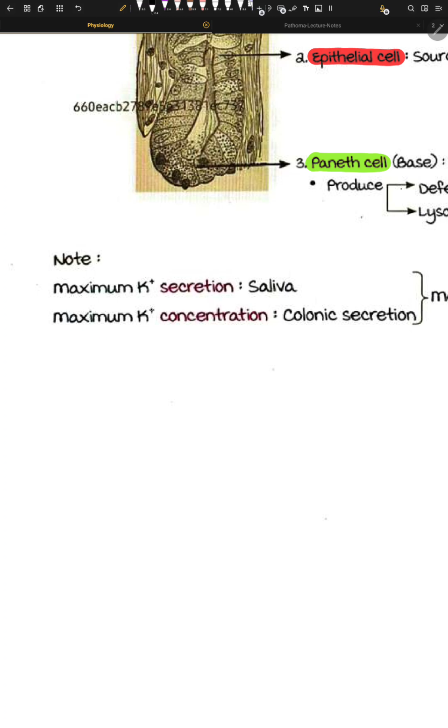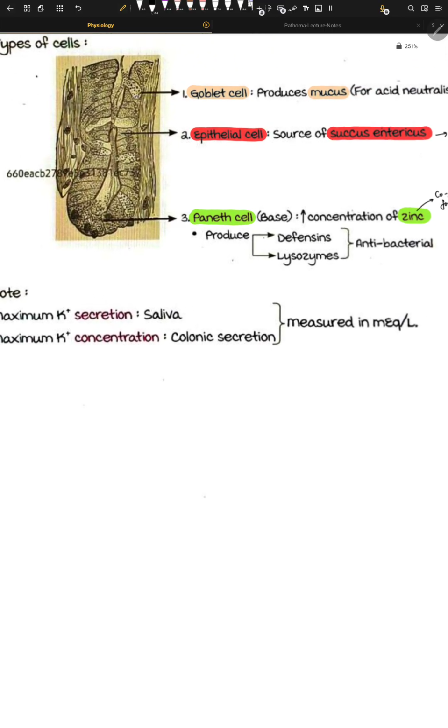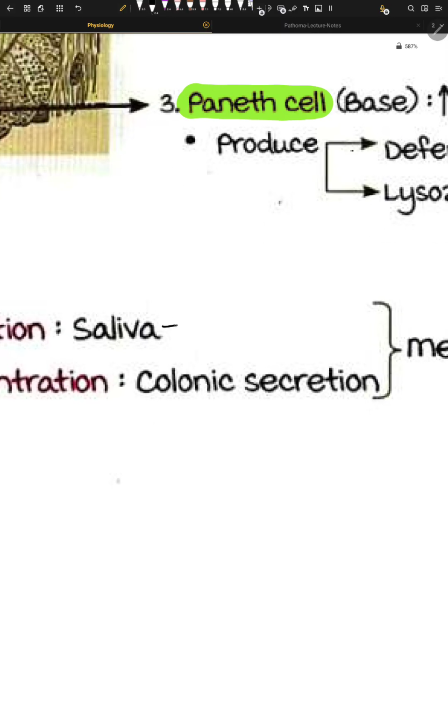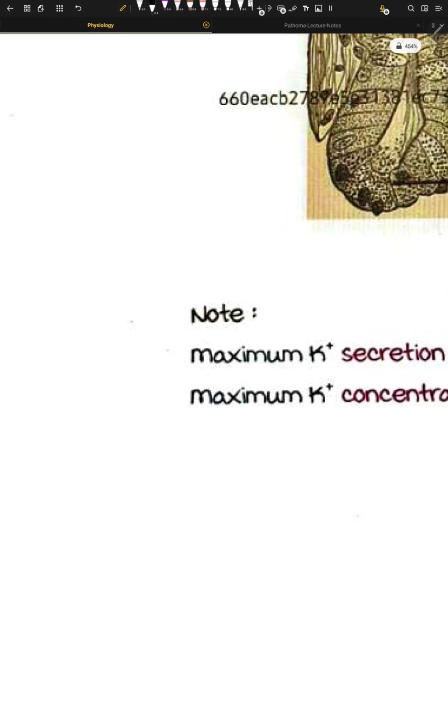Okay, and maximum concentration in colonic secretion, right? So why is it written this way? The lines maximum potassium secretion in the saliva and maximum potassium concentration in colonic secretion sound very similar, right? But they refer to two completely different physiological ideas. The idea here is rate, how much, and this is just density, how much per ml, that's the concentration.